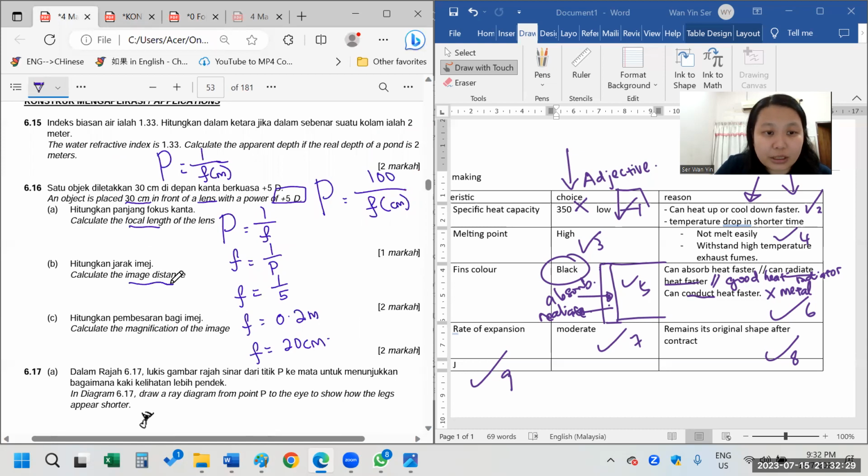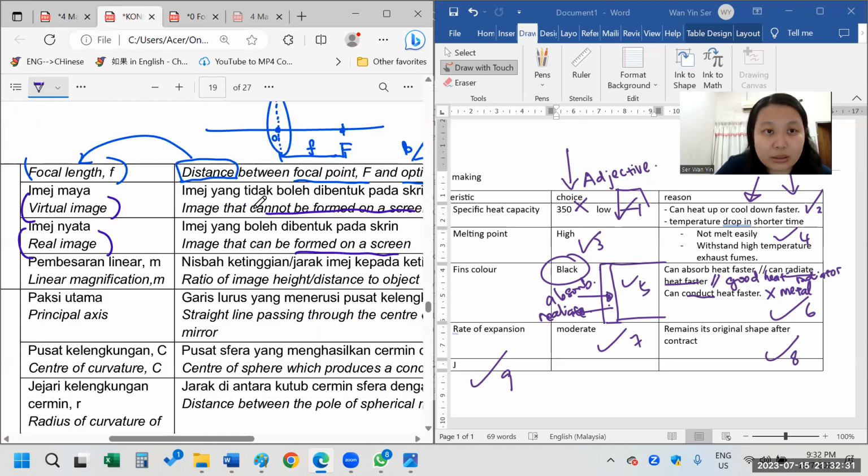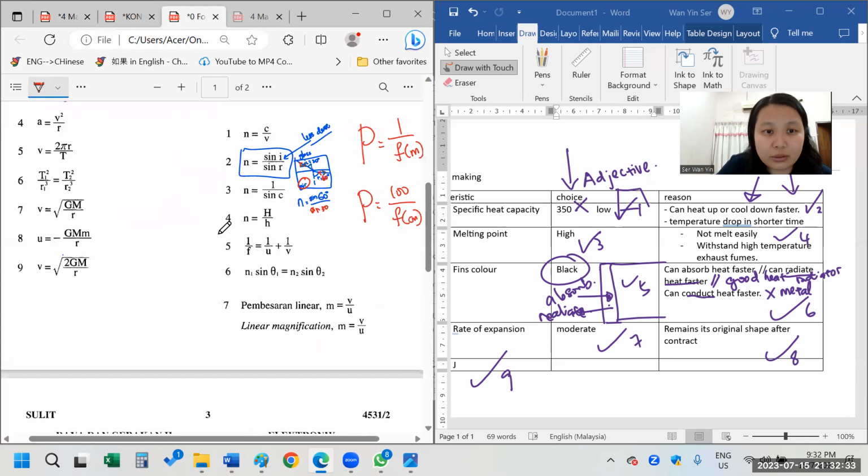Okay, then image distance, we use this formula, image distance. So I believe you all have basic skill for linear equation. You can solve it.